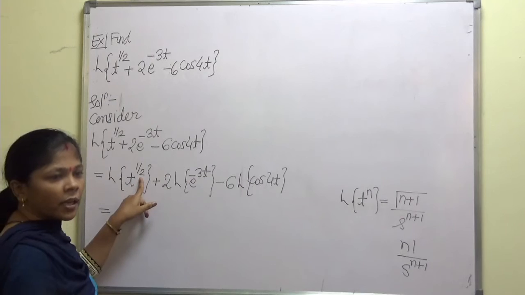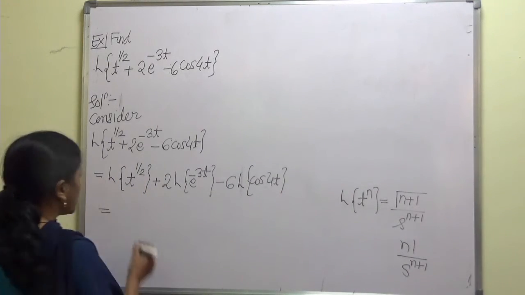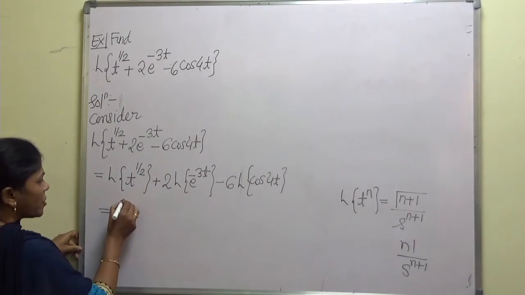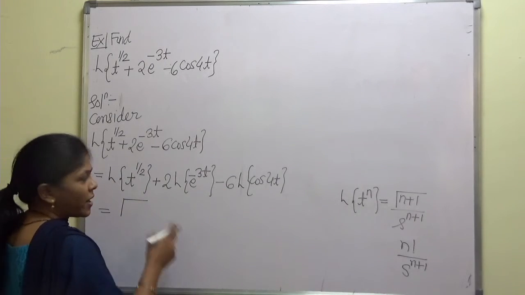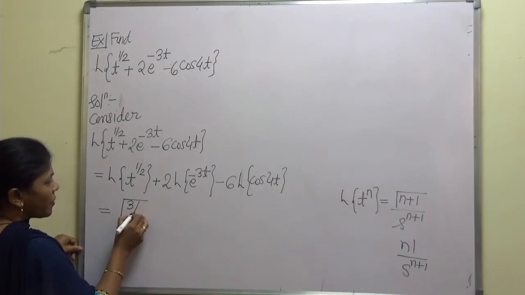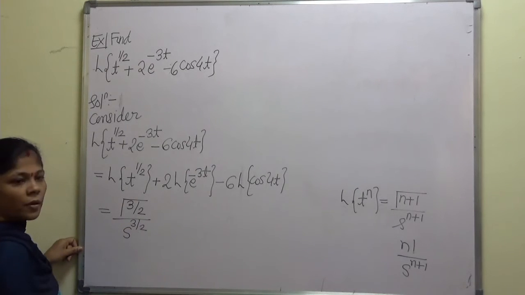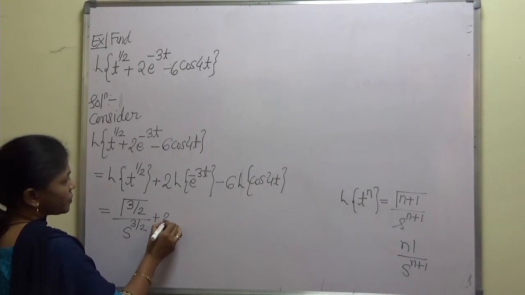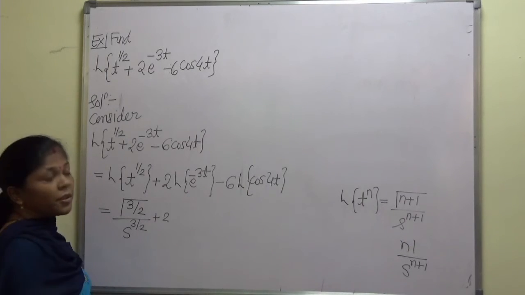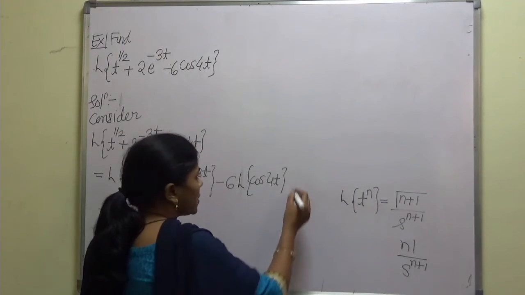What is n here? n is half. So, put n as half. So, we have gamma of n plus 1, half plus 1. So, that is gamma of 3 by 2 upon s to the power 3 by 2. Plus 2. Then, what is Laplace of e power minus 3t?